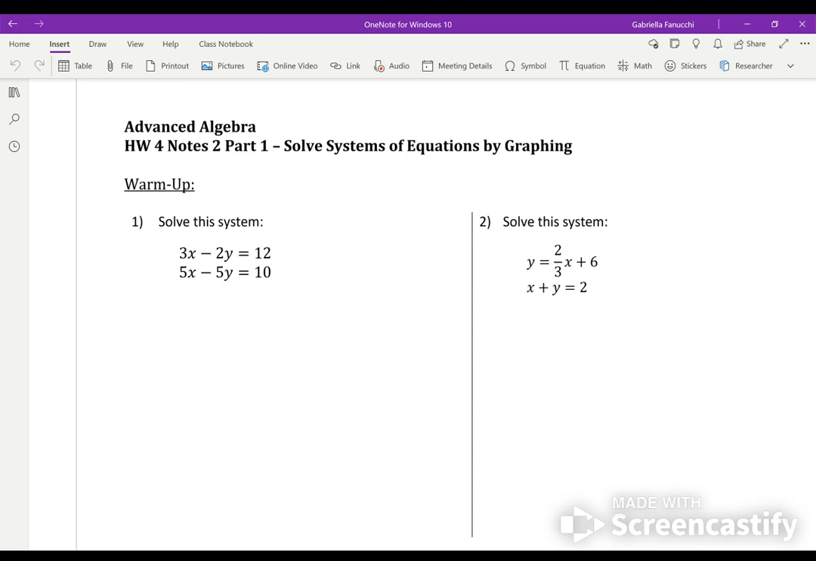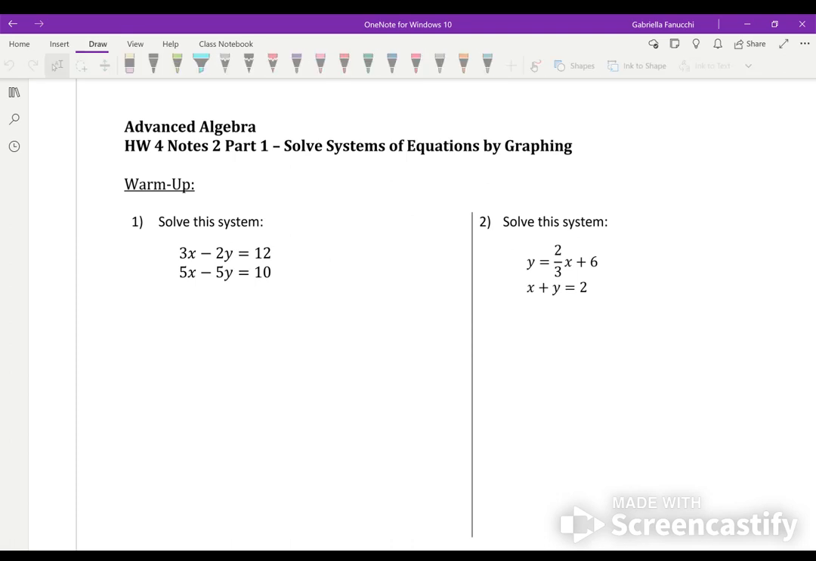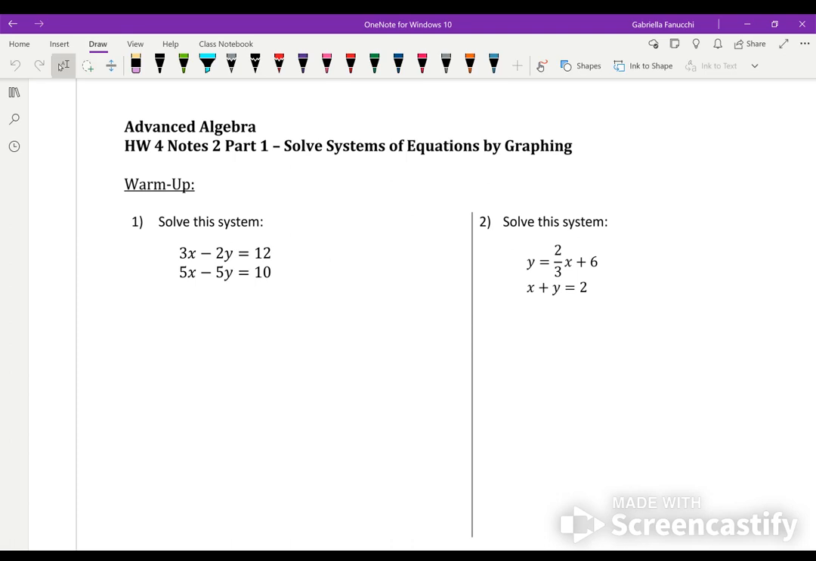Okay, so this is about solving systems by graphing. In this video, I'll be going over part 1 and part 2. So if it is a little bit longer, I apologize for that, but the notes are kind of quick. All right. So for the warm up, it's just solving the system. I will lead you to what method you should use, either substitution or elimination. And then you should be doing those on your own just for some extra practice, okay?